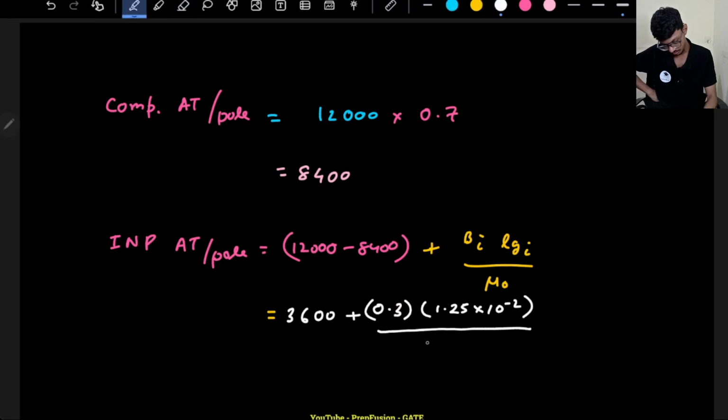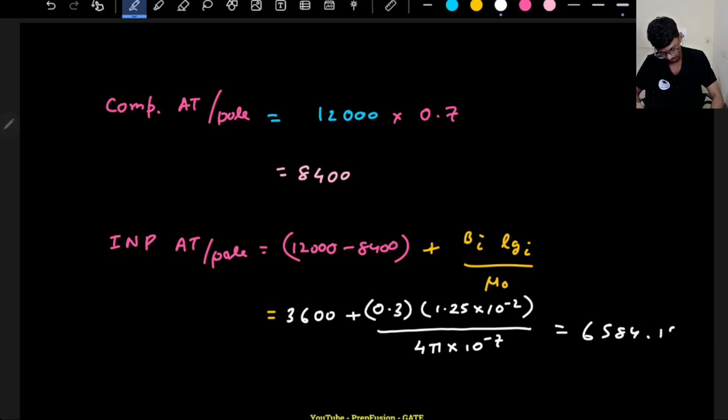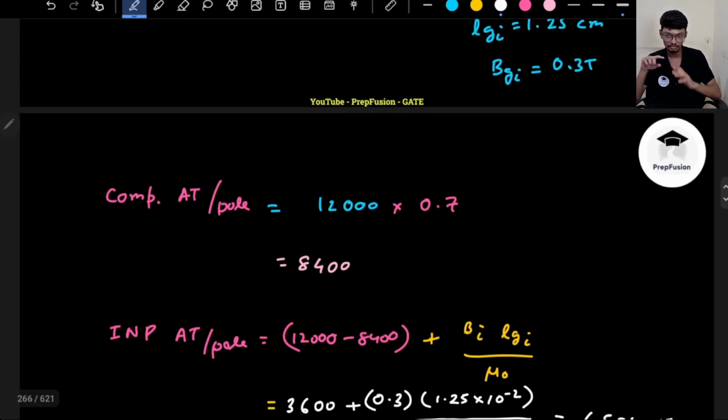Mu naught is 4 pi into 10 raised to power minus 7. So this will be 0.3 into 1.25 divided by 4 into pi into 10 raised to power minus 5, plus 3600. So roughly it will be 6584.115. This will be the amount of ampere turns that the interpole will have to compensate, because the compensating winding will only compensate 70% of this. The rest will be compensated by the interpole.